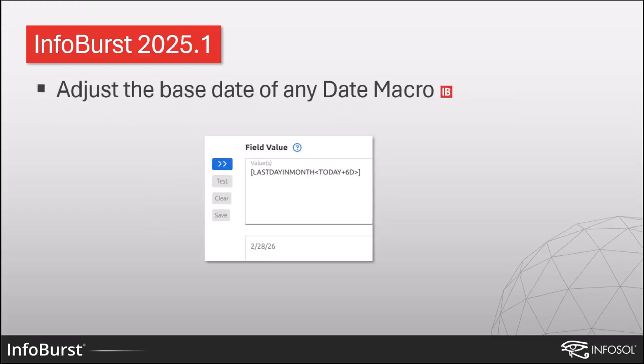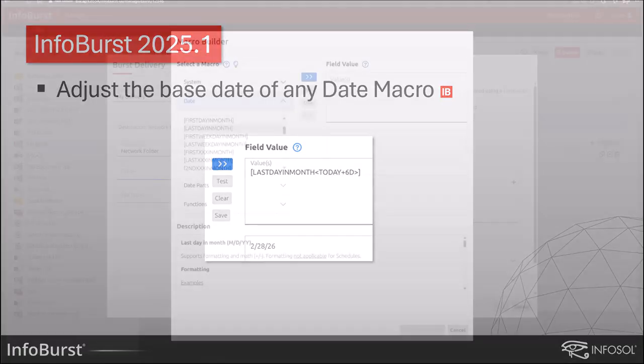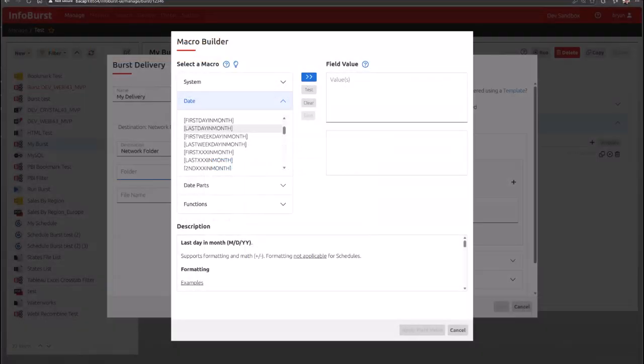It is now possible to adjust the base date of any date macro. We'll use the macro builder to test base date adjustment. Today is January 26. Let's say I want to use the last day and month macro, but I want the last day of next month, which is February.